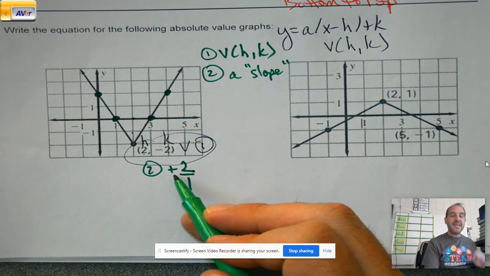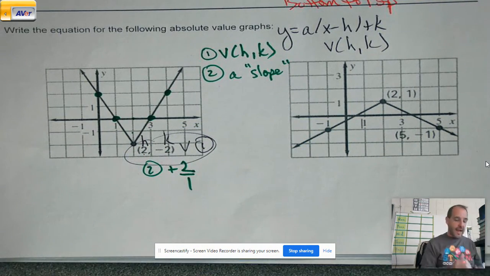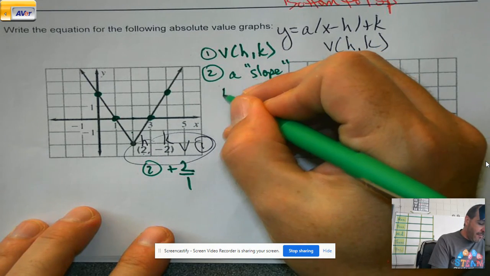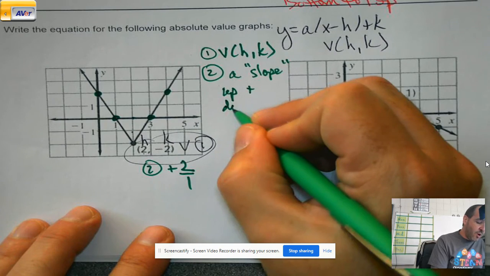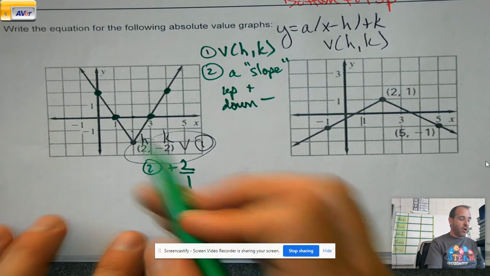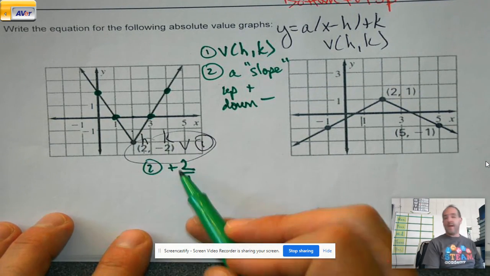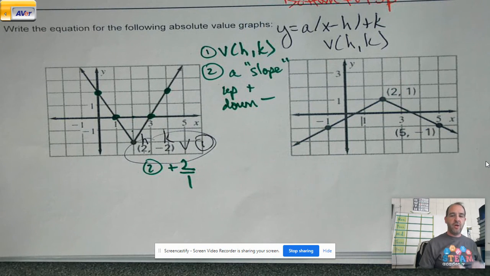The sign is determined by up or down. If it's up, it's positive with my A. If my graph is opening down, it's negative. Don't say this is up 2 and left 1 and make that negative. That's not how we do it. Look at the picture and let it tell you right away, is it positive or negative?